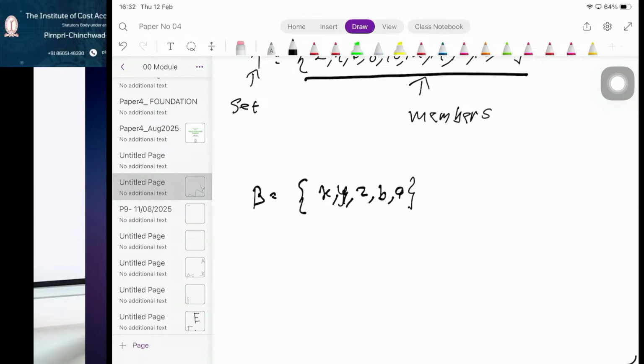Settings. Okay, so this is called the concept of set of elements.